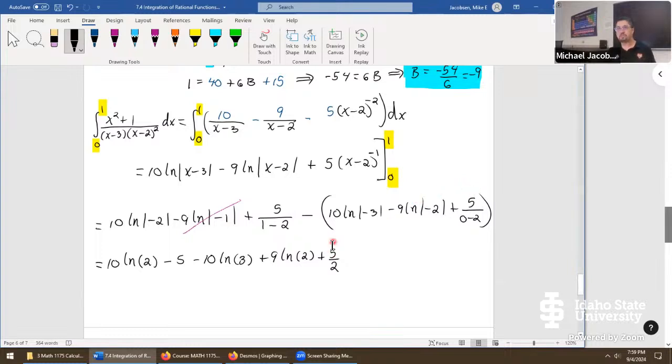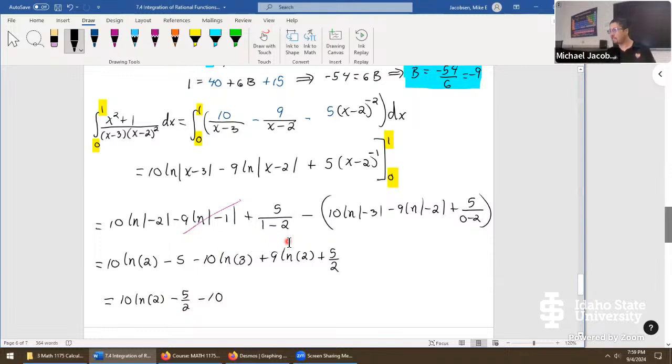That means I have like terms. I'll take one more step. So the answer I would probably end on in this course is 10 natural log 2. I have negative 10 halves plus 5 halves, so that's a minus 5 halves. We add up the 10 natural log 2 and 9 natural log 2.